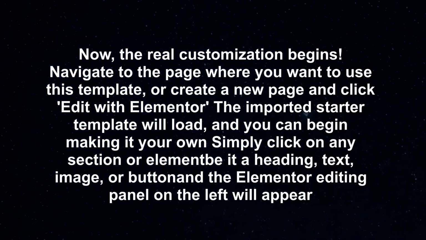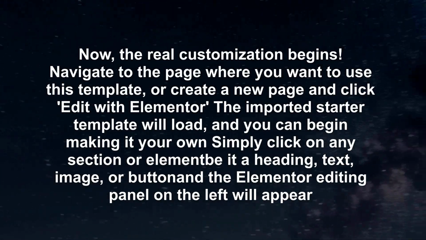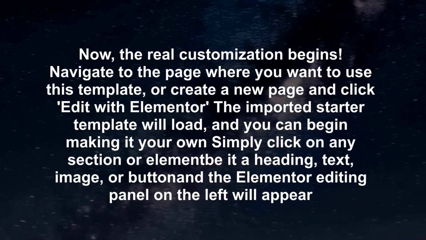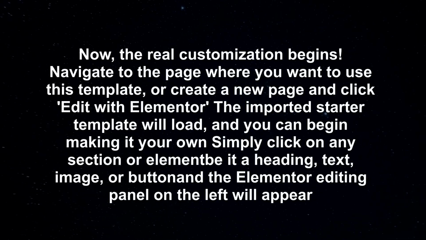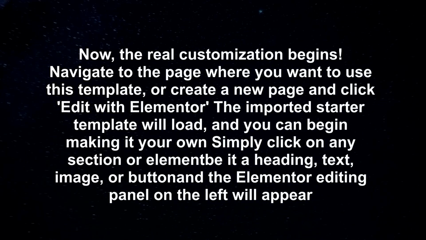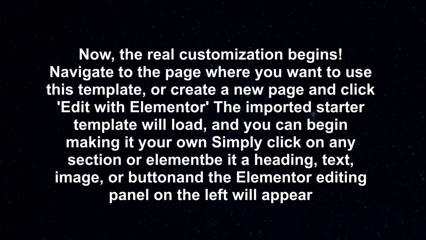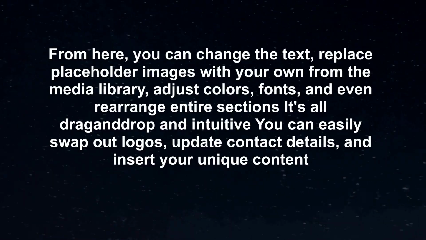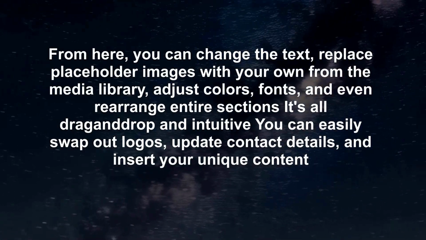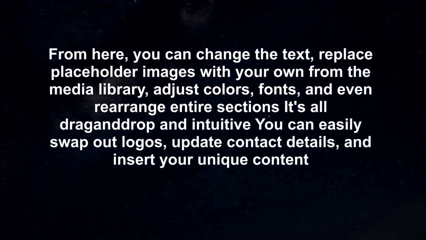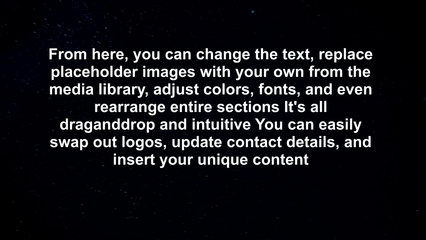Now the real customization begins. Navigate to the page where you want to use this template, or create a new page and click Edit with Elementor. The imported starter template will load, and you can begin making it your own. Simply click on any section or element, a heading, text, image, or button, and the Elementor editing panel on the left will appear. From here, you can change the text, replace placeholder images with your own from the media library, adjust colors, fonts, and even rearrange entire sections. It's all drag and drop and intuitive.